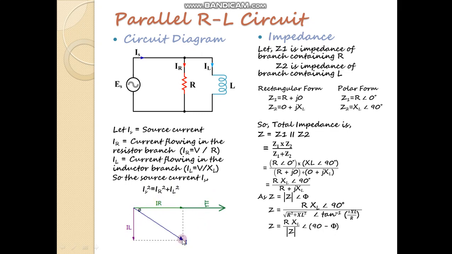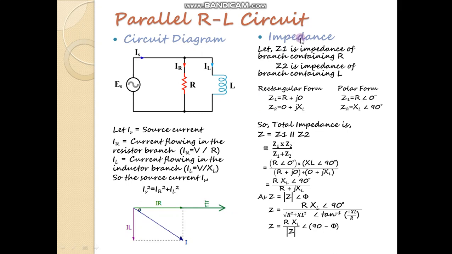This is the phasor diagram for this parallel RL circuit, where IR is taken as the reference, okay, and IL will be 90 degrees lagging to the voltage. So we will find the resultant of this IR and IL. It will be the total current or source current IS, or I.